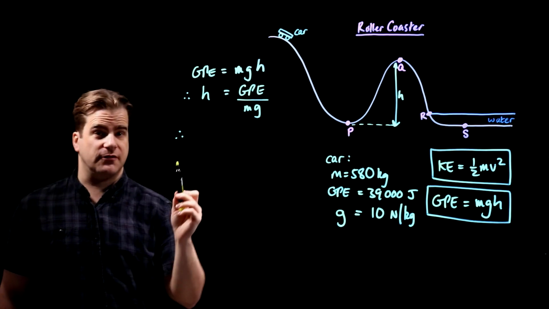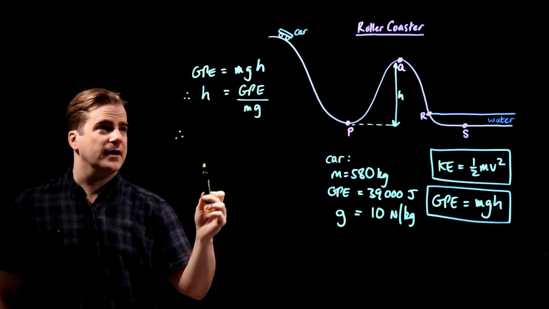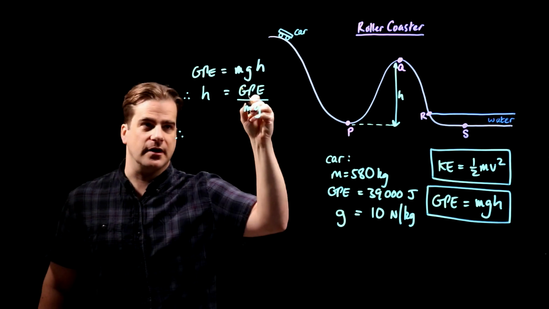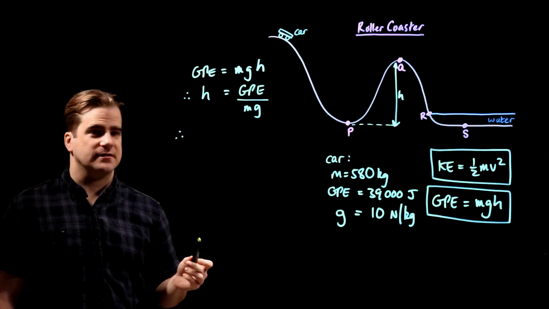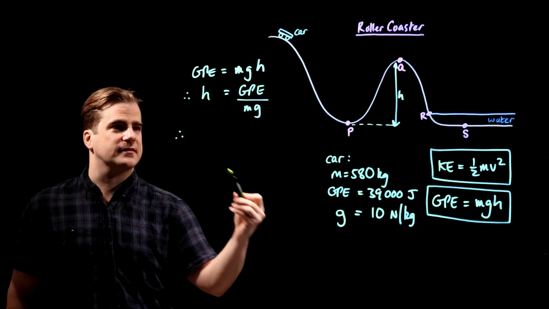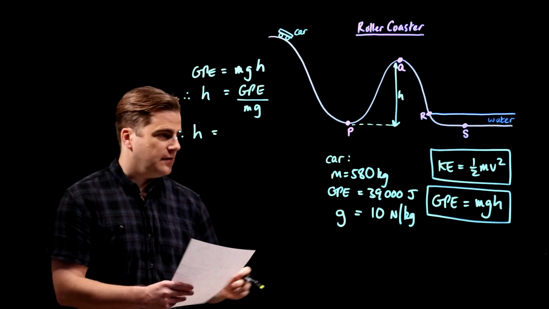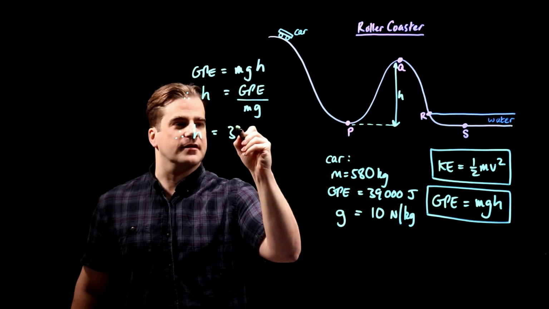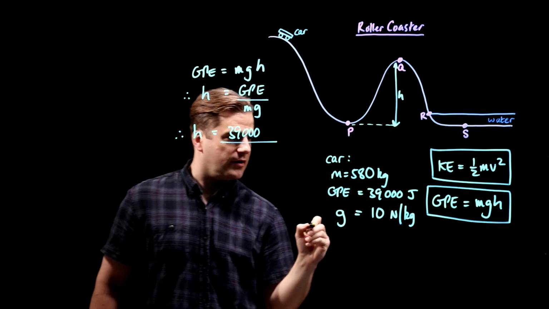Always rearrange the equation first, rather than putting the numbers in when the equation is in this form. It's annoying to have to rearrange it when the numbers are there. It's much easier to rearrange when the equation is in the form of letters or variables and put the numbers in at the very last step. So, just write it down: 39000, that's GPE, divided by m times g.